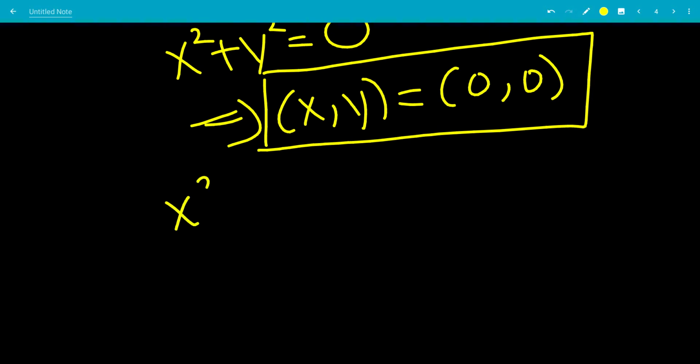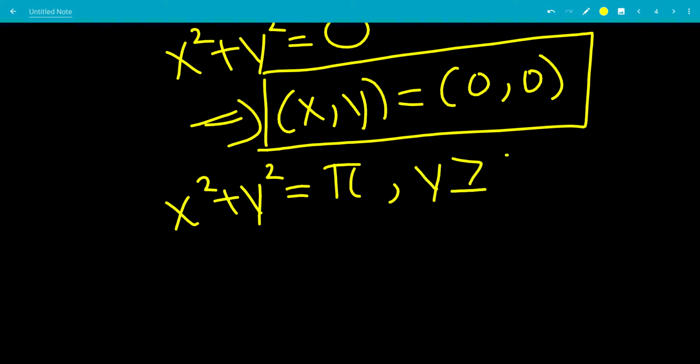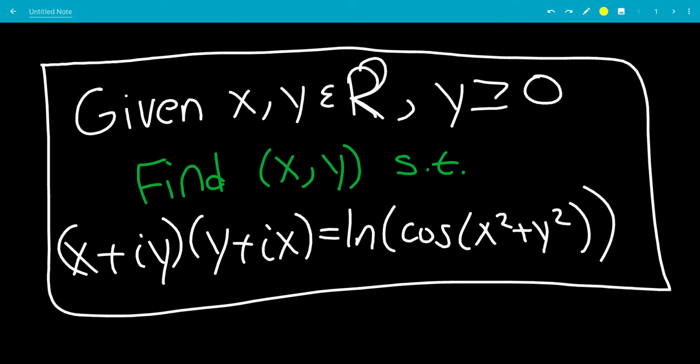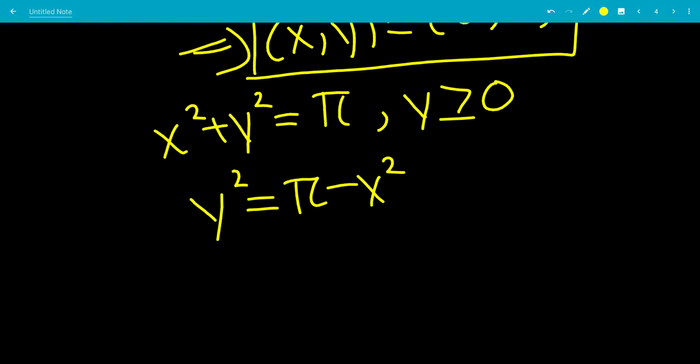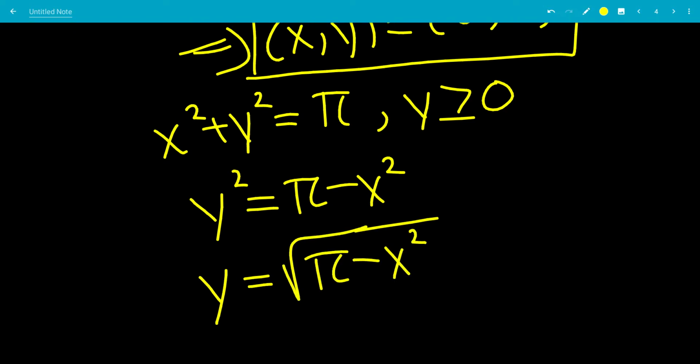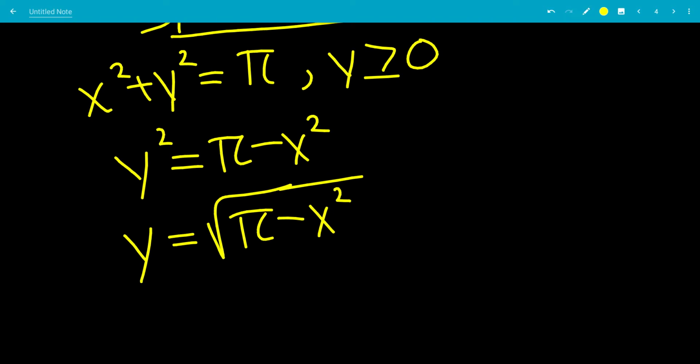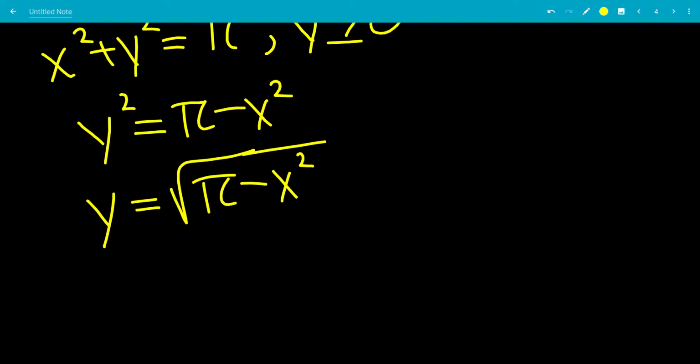The other solution is that x squared plus y squared equals n pi when n equals 1, so that would be pi. Okay, and we know that y is bigger than or equal to 0 from the original problem. So we can just solve for y. So we get y squared equals pi minus x squared. Take the positive square root only because y is bigger than or equal to 0. So we have y equals the square root of pi minus x squared. Okay, so we want y to be real first too. I mean, if it's bigger than or equal to 0, it is real. But we want to find what x values make this true.